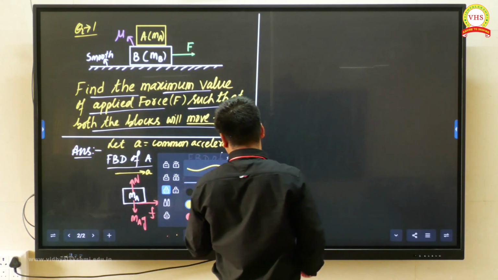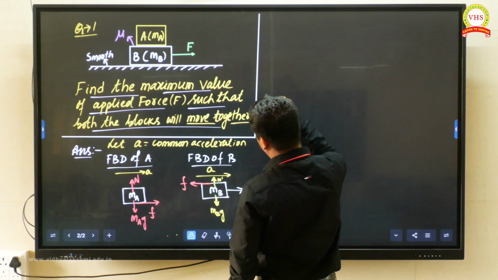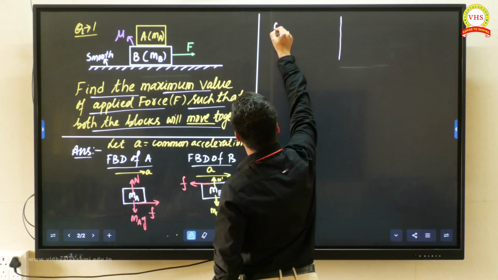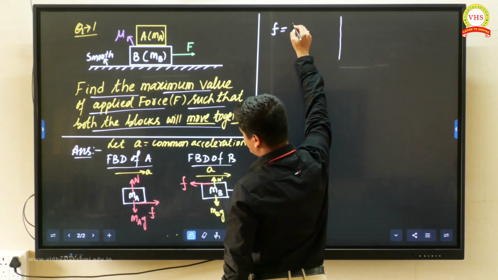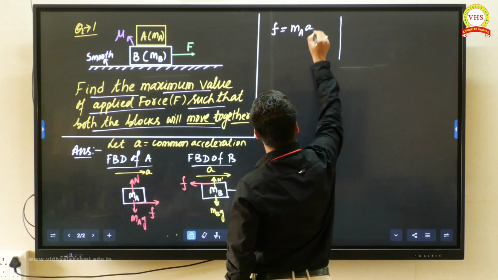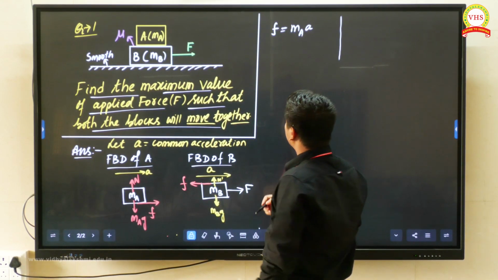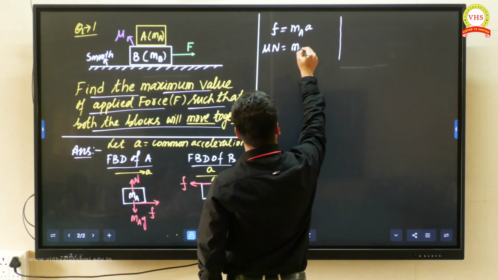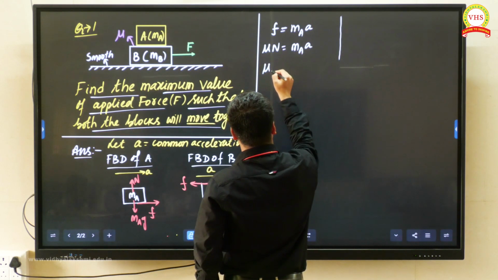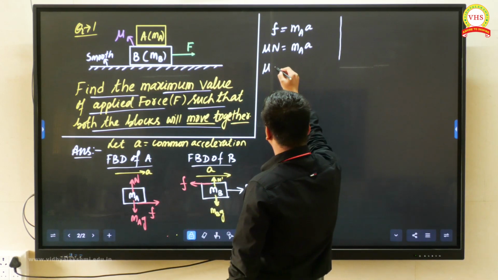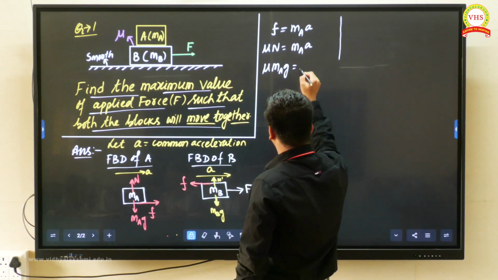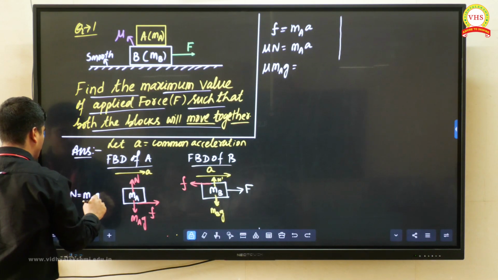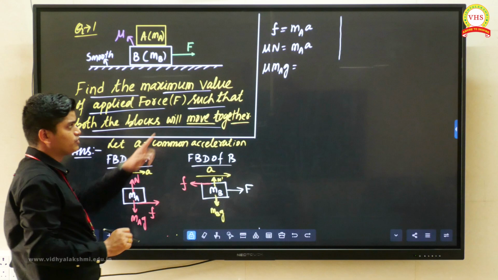Now all of you listen carefully here. From the free body diagram of A, what can I write? Can you check, everyone? Can I write F equal to mass of A into acceleration A? Friction, and you know the friction value is nothing but mu times N. So mu times N equals MA into A. Now N is nothing but MAG, because vertically there is no motion, so total upward force equals downward force there.